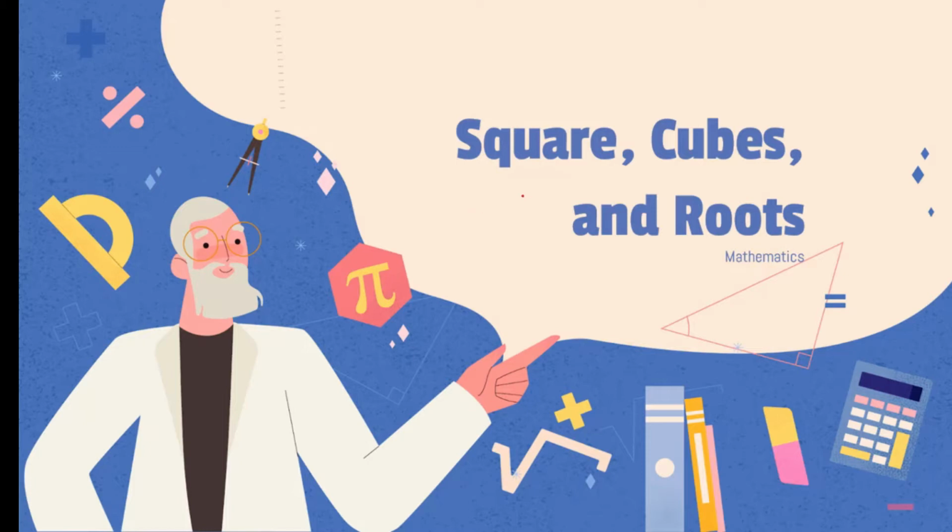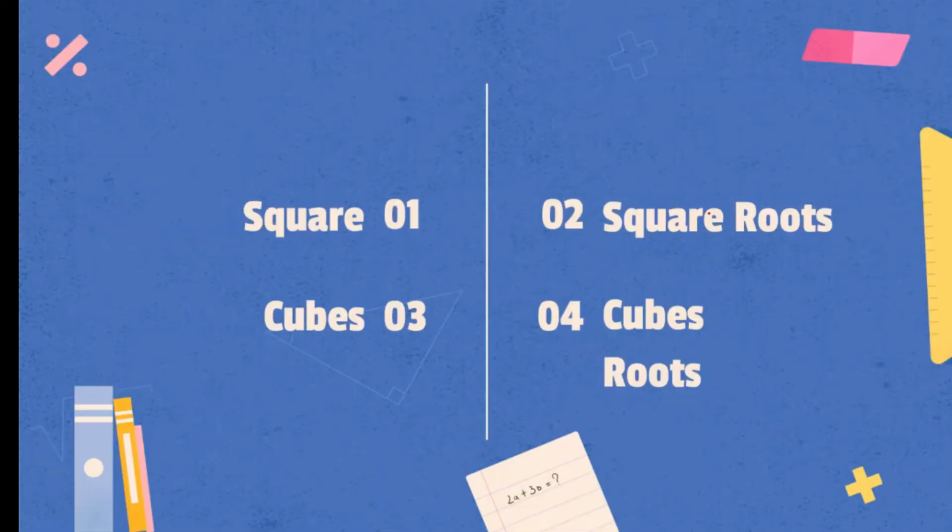So today we are going to learn about squares, cubes, and also roots. Our main material for today is square and square root, and we will see the connection between squares and square roots. And also we will learn about cubes and cube roots. We will see the connection between cubes and cube roots.